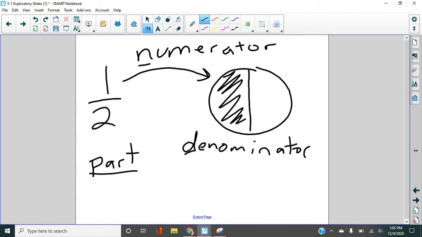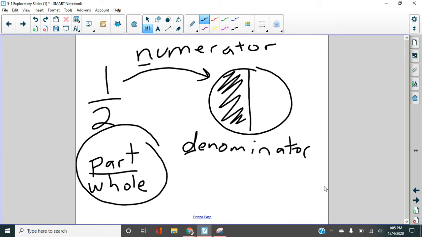Now, how do you remember which is which? ND, right? If you are familiar, there's a college in Indiana called Notre Dame. ND, Notre Dame. N on top, D on the bottom. The denominator represents not the other part, but the whole. Okay. A fraction is a part over a whole.